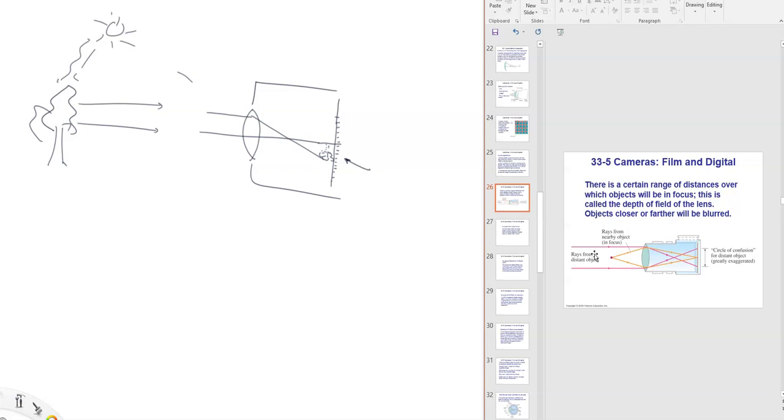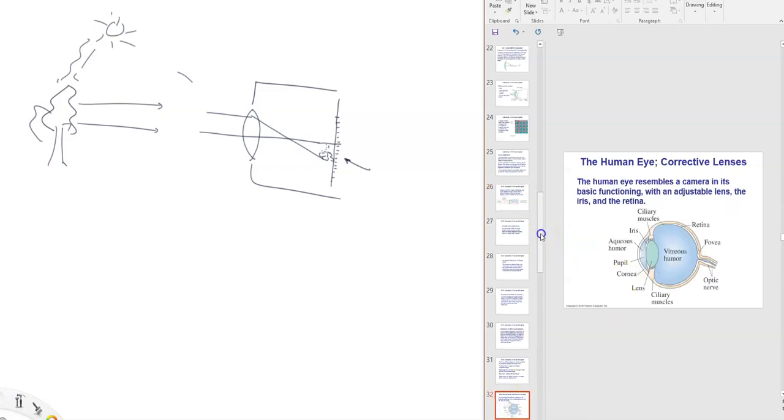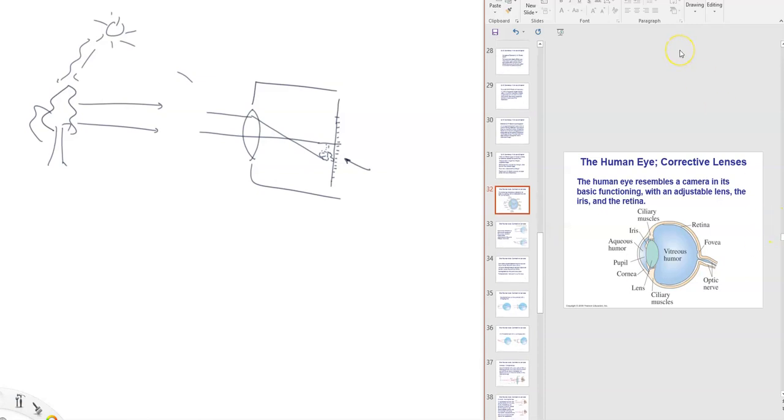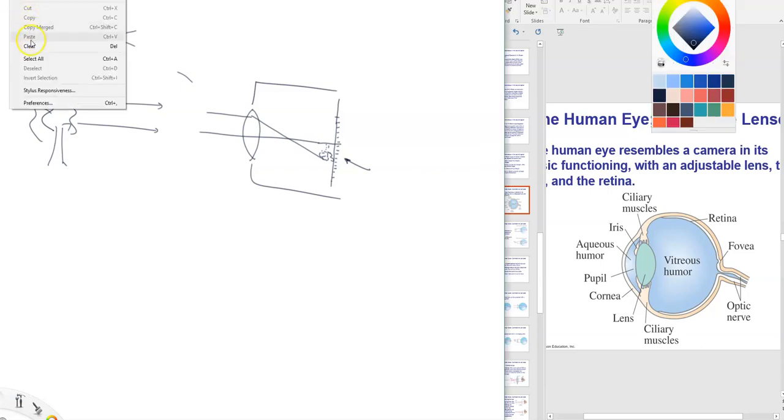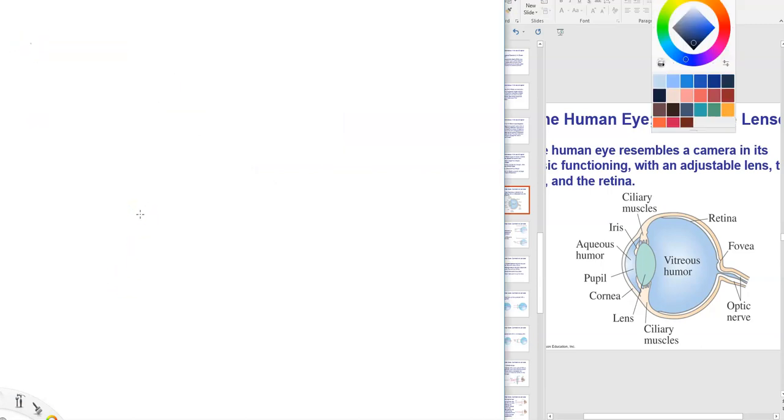Okay, so the next application I want to talk about is actually the human eye. So let's look at some details of that. The human eye resembles a camera in its basic functioning, with an adjustable lens, the iris, and the retina. So here you can see, let me make it a little bigger, parts of the human eye. It works actually like a simple camera.